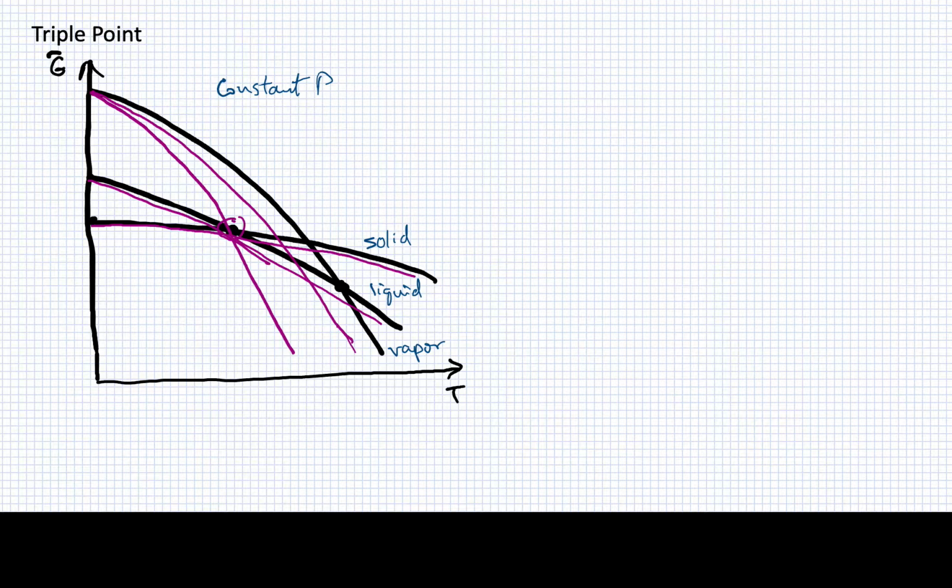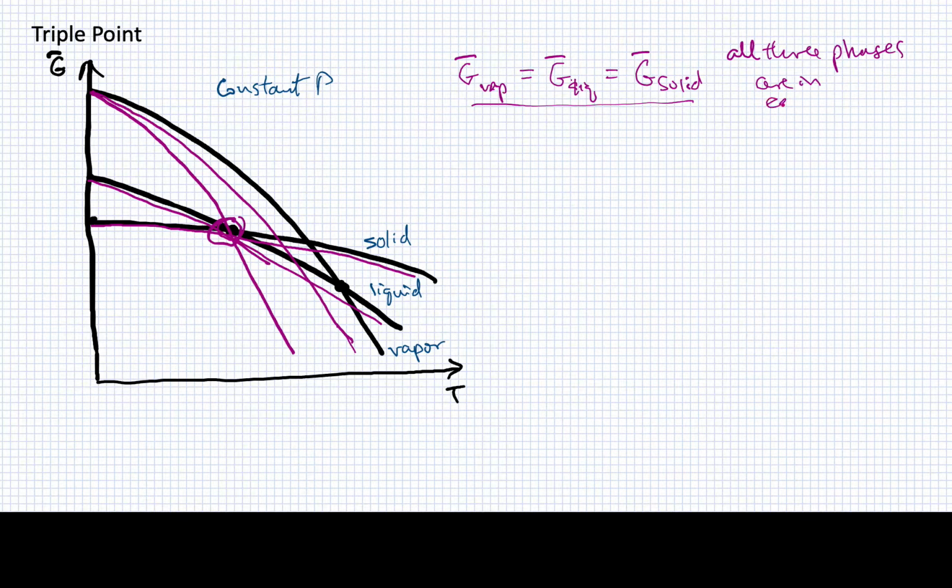What's happened there? At a point where all three of those curves cross, that implies that the Gibbs energy of the vapor is the same as the Gibbs energy of the liquid, which is the same as the Gibbs energy of the solid. So basically all three of these phases are in equilibrium. Now what does that mean? It means that all of those phase transitions are possible. All of them can occur at the same time.